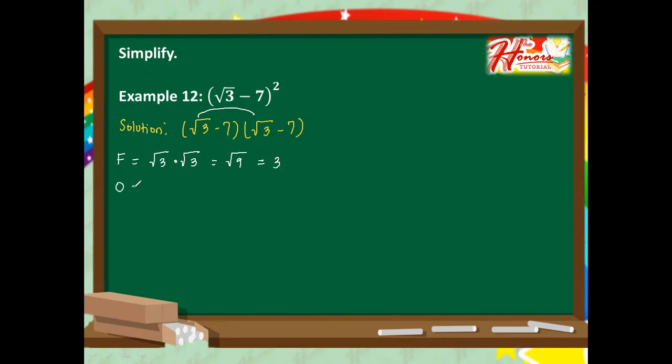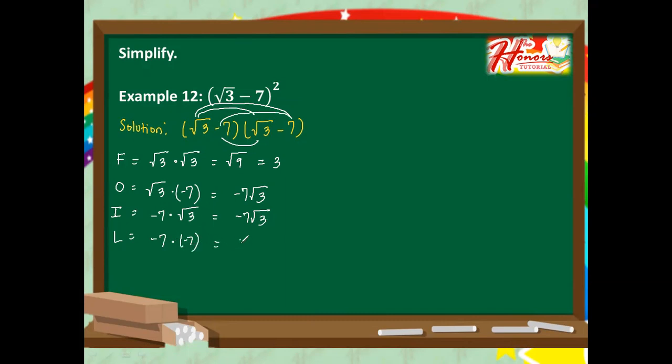And then O for the outer term. So that is square root of 3 times negative 7. And that is equal to negative 7 square root of 3. And let's have the inner term. The inner term is negative 7 and square root of 3. So that is negative 7 times square root of 3. So that is negative 7 square root of 3. And then L, last term, that is negative 7 times negative 7. That is equal to positive 49.